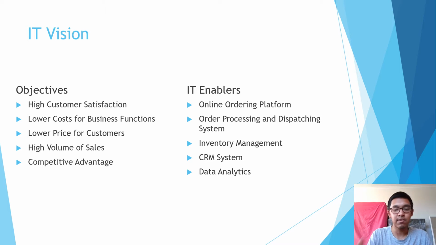And in order to enable these objectives, we have a few different IT enablers in our IT vision. We have the online ordering platform through the web portal. We have the order processing and dispatching system on the back end. We have the inventory management to speed up all of the product management. And we have the CRM system to connect and provide customers with a better experience. And we have the data analytics in order to achieve the reports about our company and improve our company in terms of our services and products.